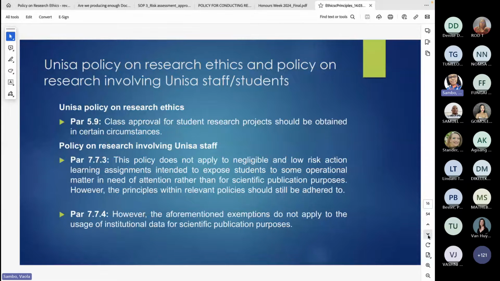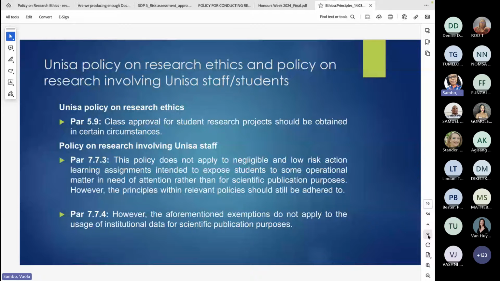Then we go to the policy on research involving UNISA staff. Paragraph 7.7.3, it says this policy does not apply to negligible and low-risk action learning assignments intended to expose students to some operational matter in need of attention rather than for scientific publication purposes. However, the principles within relevant policies should still be adhered to. So if you are undertaking some activity in your class, your lecturer is intending to expose you to some operational matters, and you're not doing that research for scientific publication purposes, then there would be no need for you to apply for permission from the research permissions subcommittee.